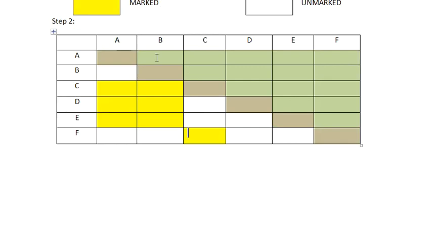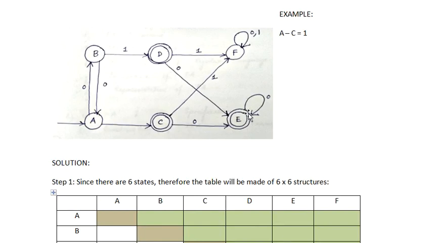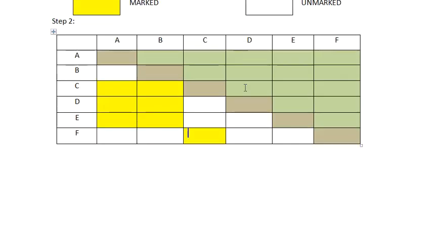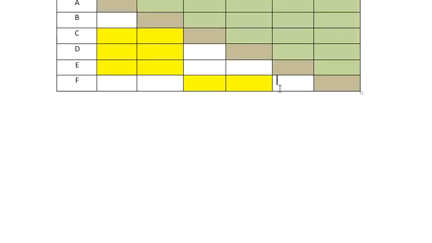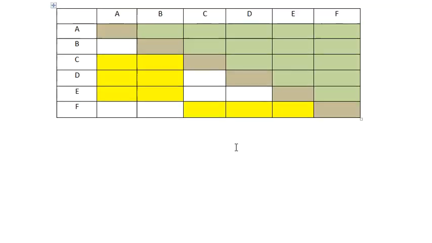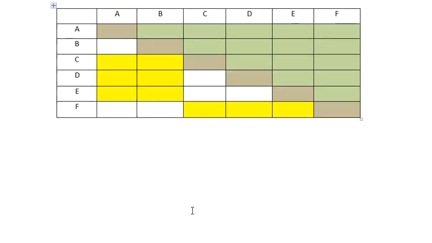Now I'm left with the D part. Then DE. D being a final state, I cannot mark this one. I can mark only DF, correct? So DF is marked. And then finally EF is left out. EF can be marked, yes, because it is final, non-final. So EF is also done. So this is step number 2 completed successfully, where the marked pairs are yellow.